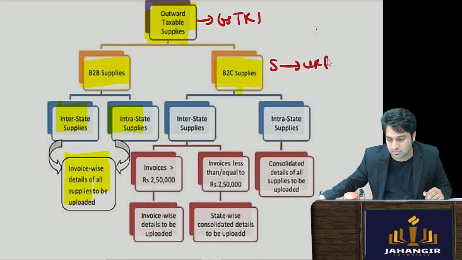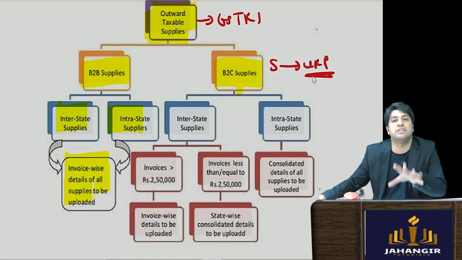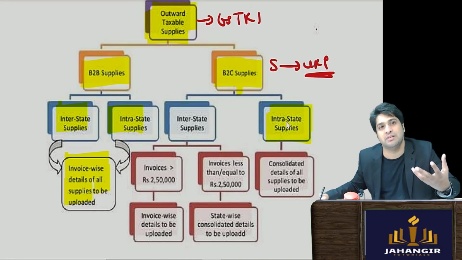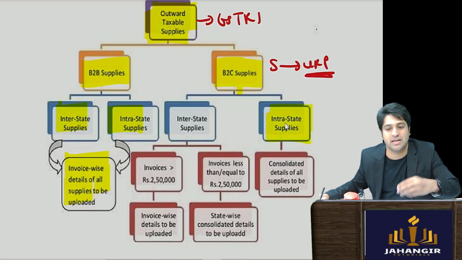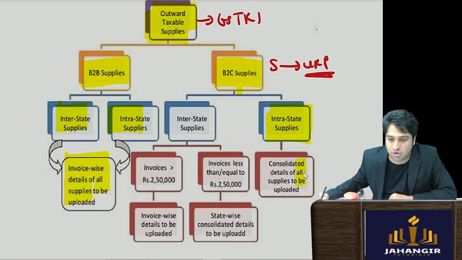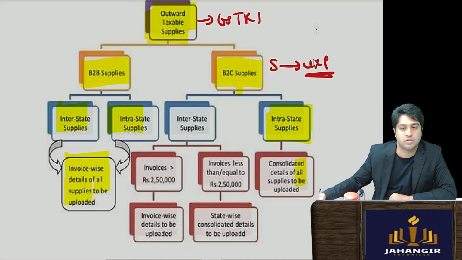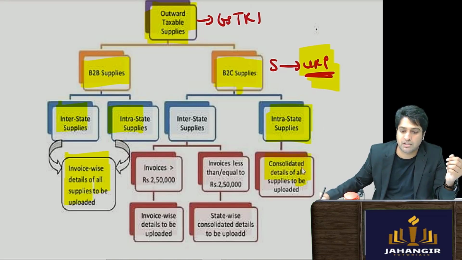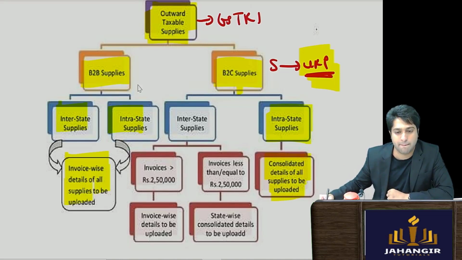to an unregistered person, then I have to see what the invoice value is. Let's say it is an intrastate supply, intrastate means within the state, and it is small within the state, then I can consolidate all of them and put it up. So when it is given to an unregistered person, it is not compulsory to put invoice wise details, so I can just put up consolidated details of the supply, total sales so much.